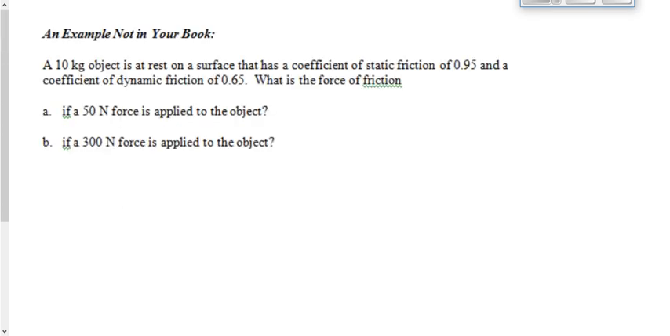Another example here. We've got to copy this one down because it's not in our textbook. It says a 10-kilogram object at rest on a surface that has a coefficient of static friction of 0.95 and a coefficient of dynamic or kinetic friction of 0.65. What is the value of the force of friction if we apply 50 newtons to it and if we apply 300 newtons to it?